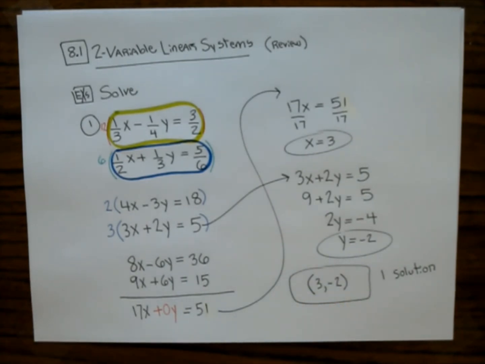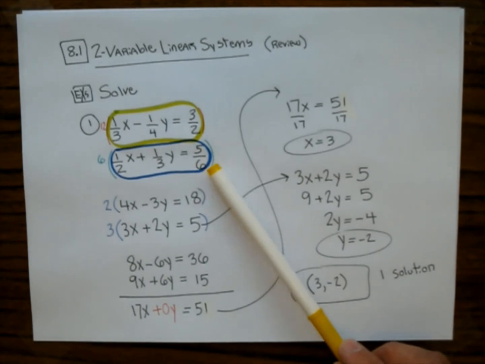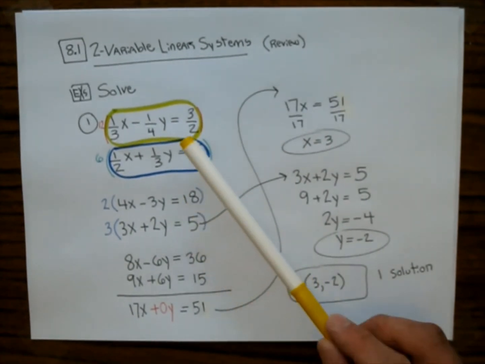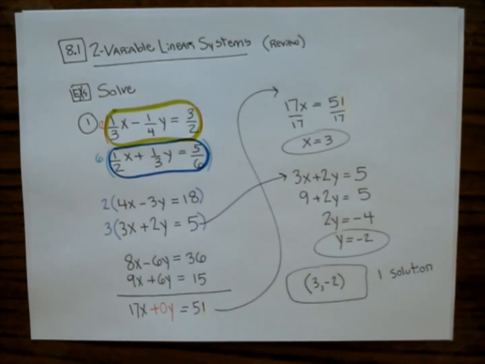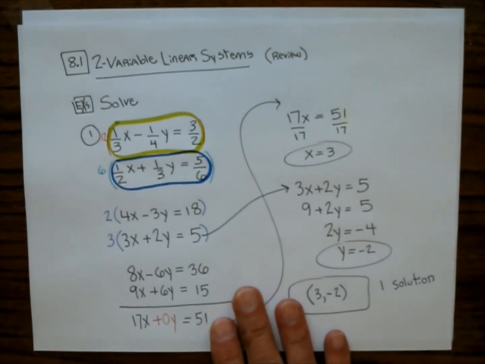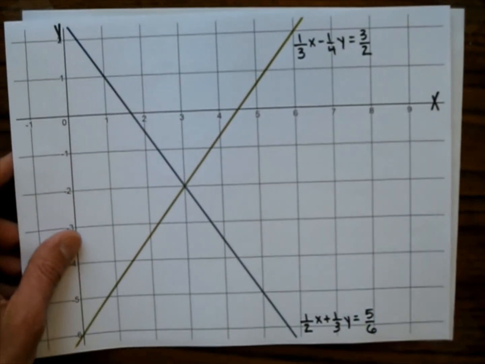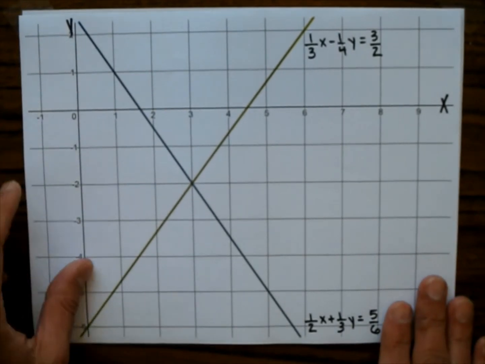Now, even though they won't ask you to do what I'm about to show you in the homework, I'm going to show you this anyway. You could actually graph these two lines, and it would be the same as graphing these two here, because all I did was scale them. So when I graph those lines, I ended up getting that right there.